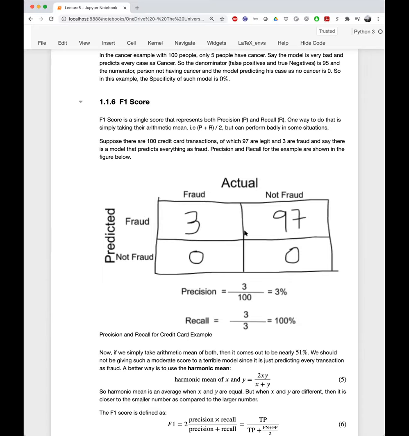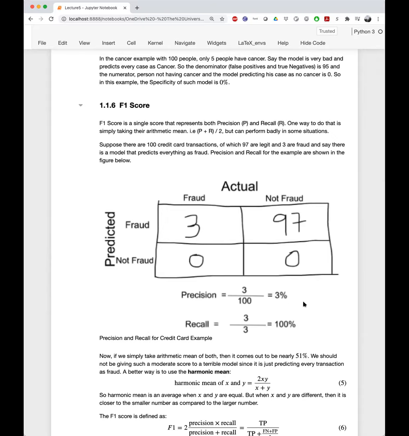So this is a pretty bad model. But if we just use the arithmetic mean, we get 100 plus 3 divided by 2, that's about 51%, so 51, 52%. It's not really that bad. The 51% doesn't correspond to a model as bad as this. So it's not a good way to do an arithmetic mean. And there's a better way to do this.